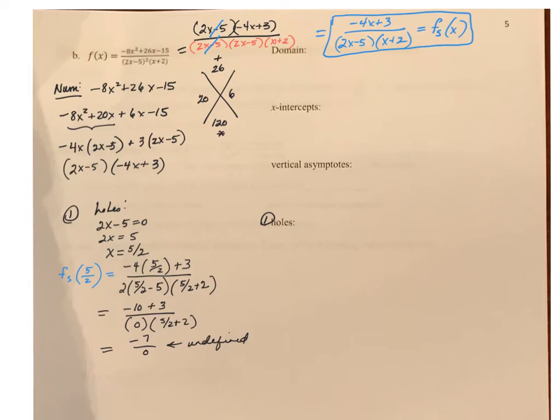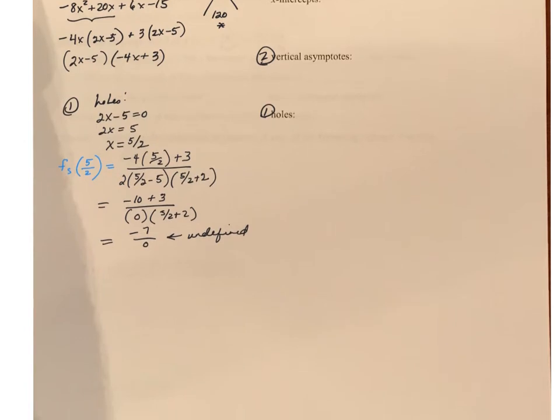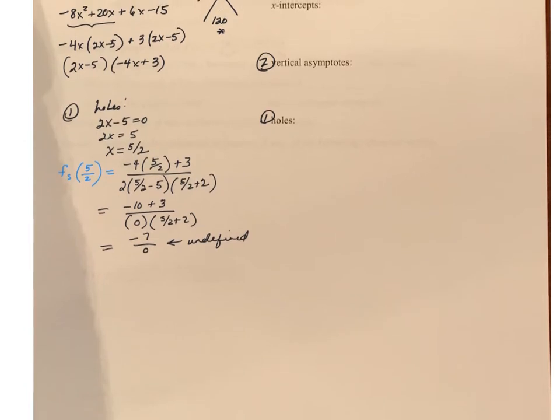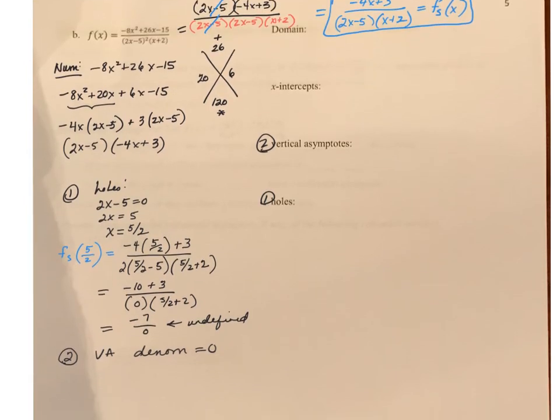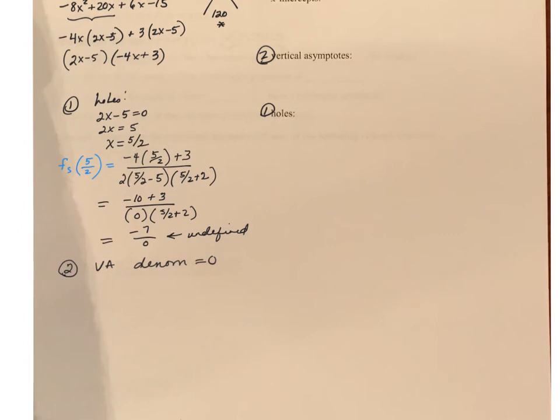Okay, so now we're going to move on and find our vertical asymptotes. That's always going to be our second step here. So vertical asymptotes are, of course, where the denominator equals 0. Now remember, you're going to use the simplified version of your denominator. So my denominator is 2x minus 5 times x plus 2. So I want to know, where does (2x minus 5)(x plus 2) equal 0? So set each of your factors equal to 0 and solve.